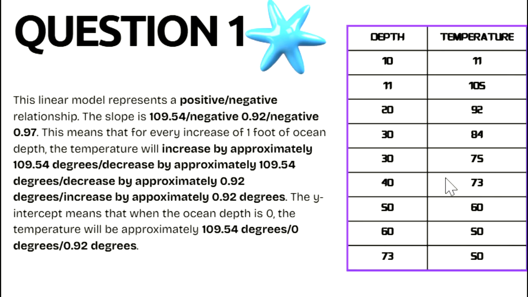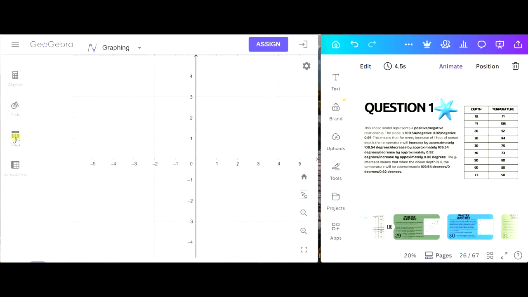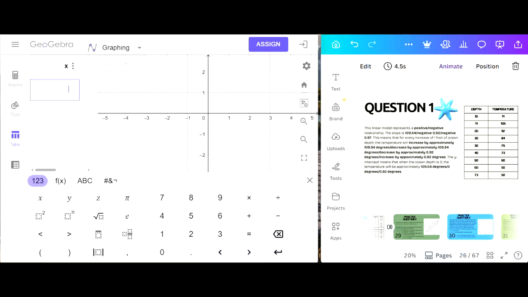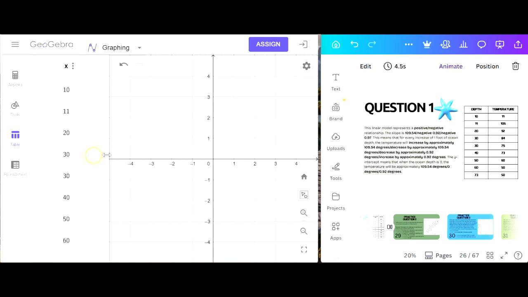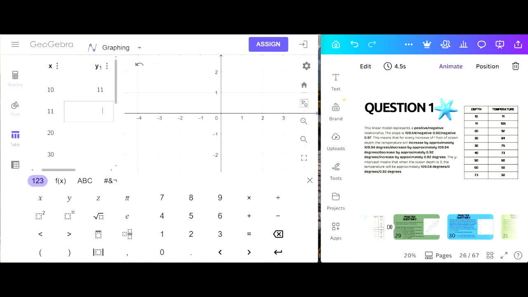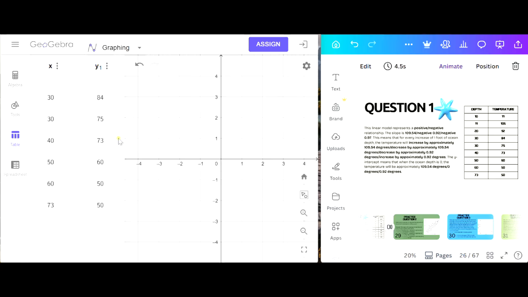Okay, you know what? I'm just going to go ahead and graph this. This is going to be easier for me. Always working smarter, not harder. So let's go ahead and just enter this information. We've got 10, 11, 20, 30, 30, 40, 50, 60, 73. Let's come up and over to our y values, and we're going to do 11, 105, 92, 84, 75, 73, 60, 50. Oh, nope, that's 50, not 90. Okay, let's do our regression and plot it.